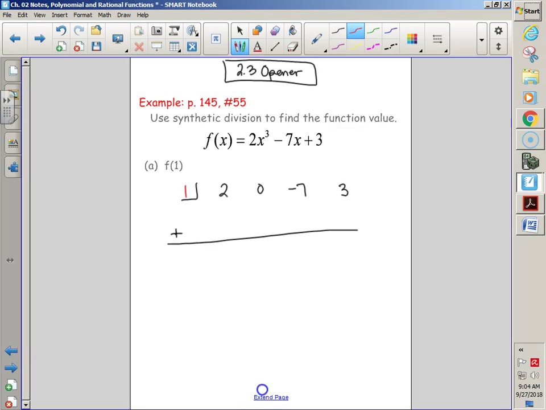1. Why not negative 1? Your factor that you'd be dividing by is x minus 1, but your zero, which is who you plug in the box, is x equals 1. You're just plugging 1 straight in. Some of you might have messed that up a little bit in homework.